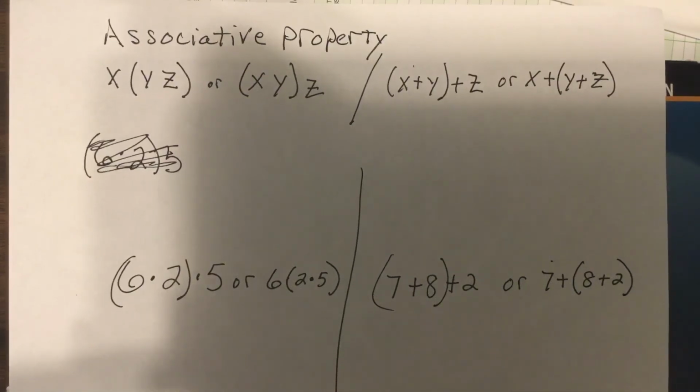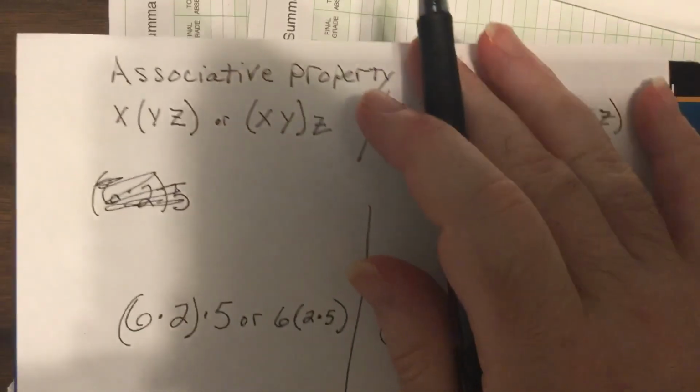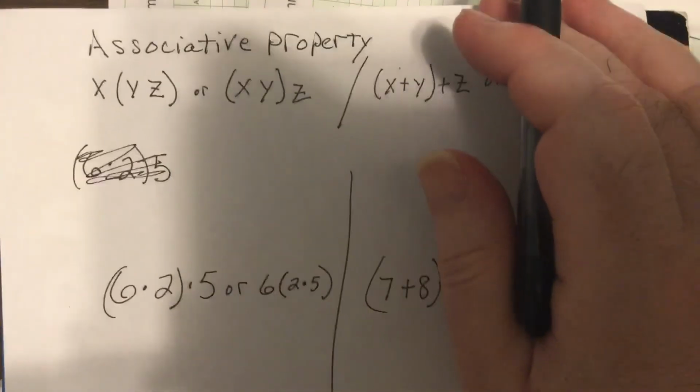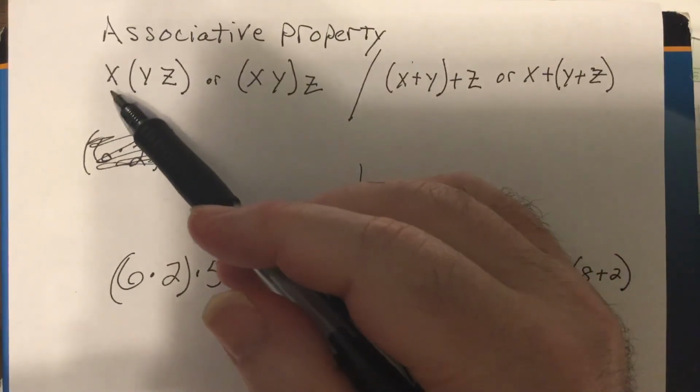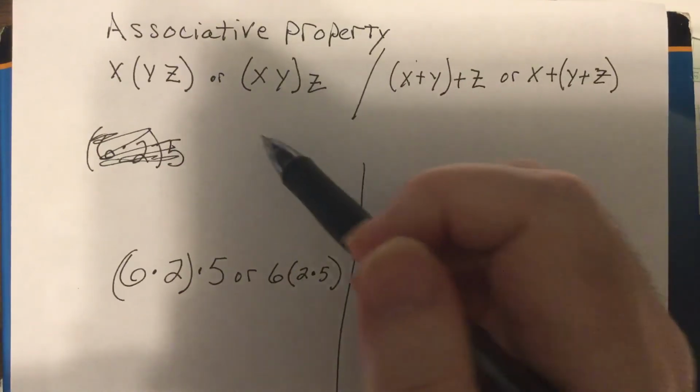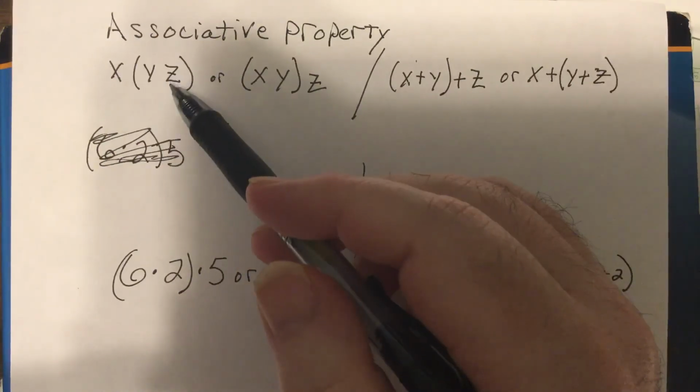Okay, the standardized tests love to ask you a question about the different properties. So we did distributive property last week. I'm going to start off with the associative property this week, and then next week we'll do another one. But the associative property just says when you're multiplying or adding, you can regroup the terms.